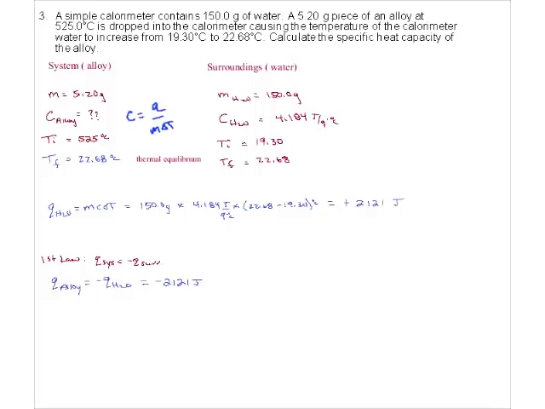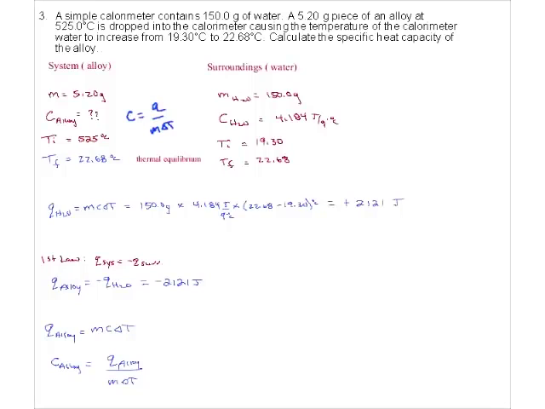So we're looking at this and we're saying, okay, Q of the alloy, no problem. We just rearrange our equation. C of the alloy equals Q alloy divided by m delta T. Okay, getting ahead of myself. There we go. And we'll just plug our values in.